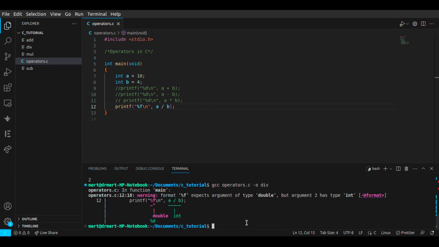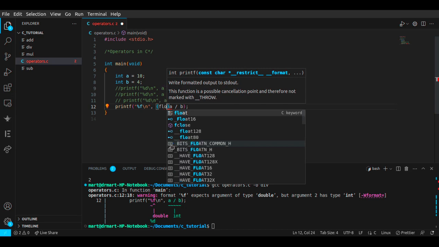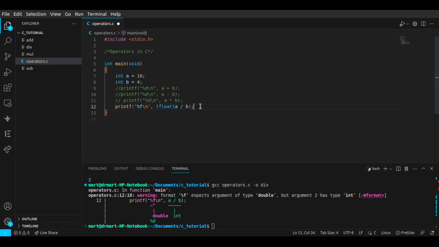Ooh, it says this is a double, right? And these are integers. So then this is going to bring me into the concept of type conversion. So I can convert this type. Type conversion is something you would always see in different programming languages. I can convert either of them to a float.